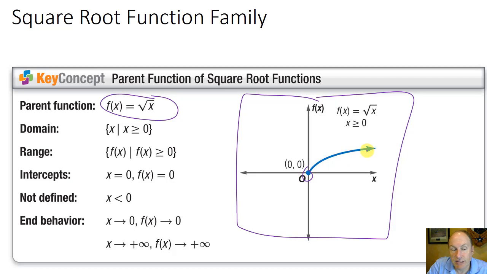Starts at the origin, then heads into quadrant 1, always increasing. Intercepts occur at the origin only, x and y intercept. This function is not defined for negative x's in the real number system. And as x increases, the function is increasing towards positive infinity.